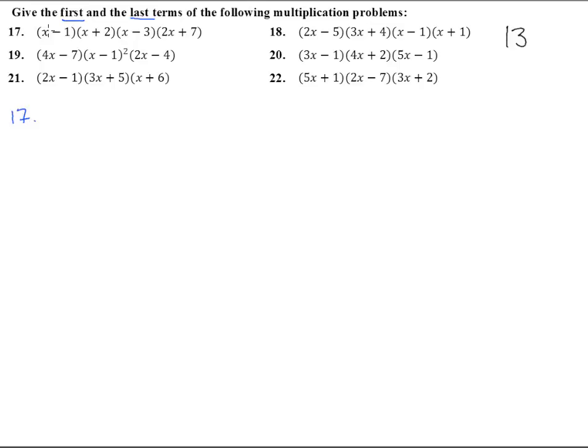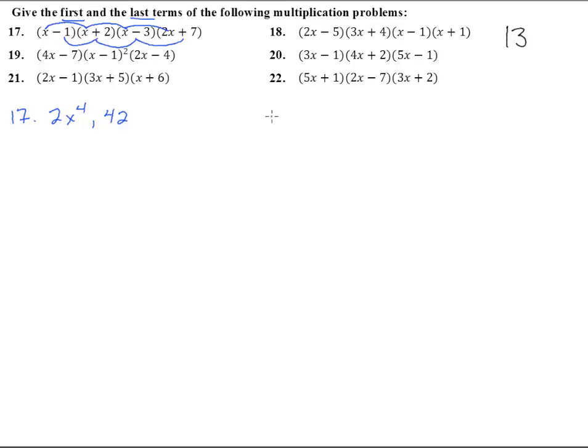17. Now, when you're going to multiply this, you would normally multiply these two out, and then multiply that out, multiply that out. In order to get the highest term, it would be x times x times x times 2x. That is going to be a 2x to the fourth. And then for the last term, we'll have a whole bunch of middle terms with x cubes and x squareds and x's, but the last term, the constant term, is going to be negative 1 times positive 2 times negative 3 times a positive 7. That's going to be a positive 42. We'll have all those middle terms in there, but the instructions say what's the first and what's the last.